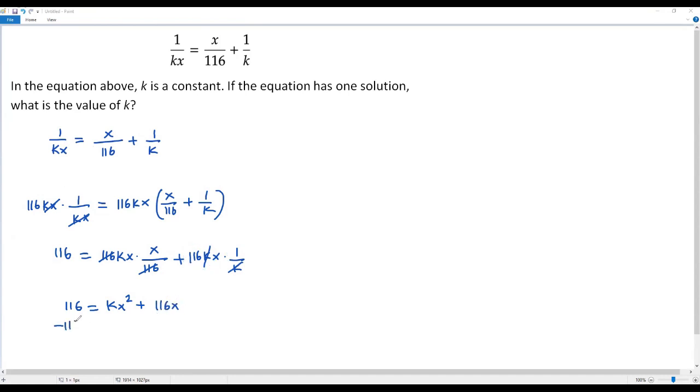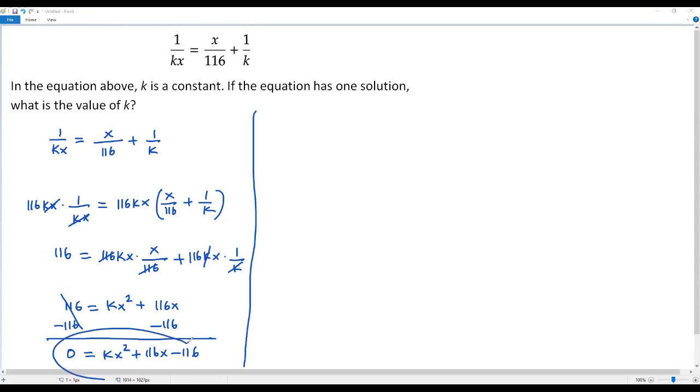Let me subtract 116 from both sides of this equation. When I do so, the positive and negative values will cancel out. I'm getting 0 on the left side. On the right side, we have kx squared plus 116x minus 116. Or we can write the same equation as kx squared plus 116x minus 116 equals 0. I am taking this 0 to the right side. Here we have the quadratic equation in standard form.